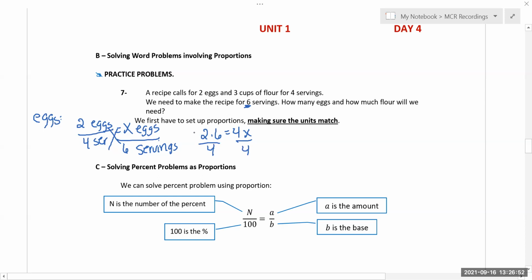So we end up needing 3 eggs. And then we can do the same for the flour. We need 3 cups of flour for 4 servings. So how many cups for 6 servings, and then cross multiply.